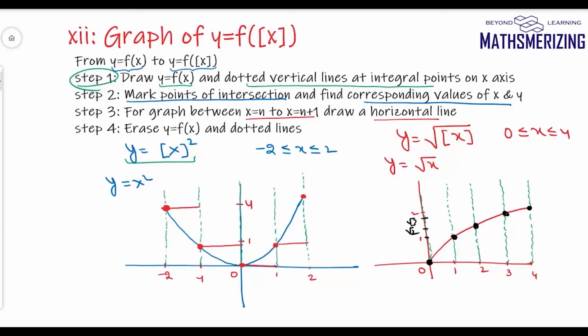So now, in between n and n plus 1, draw a horizontal line. So I'll draw a horizontal line. The graph which I have drawn in black represents the graph of square root of greatest integer function of x.